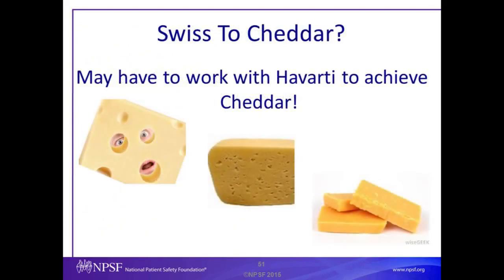So by walking through the RCA process, you can improve safety defenses. You can fill up the holes in Swiss cheese and make Havarti, then cheddar.